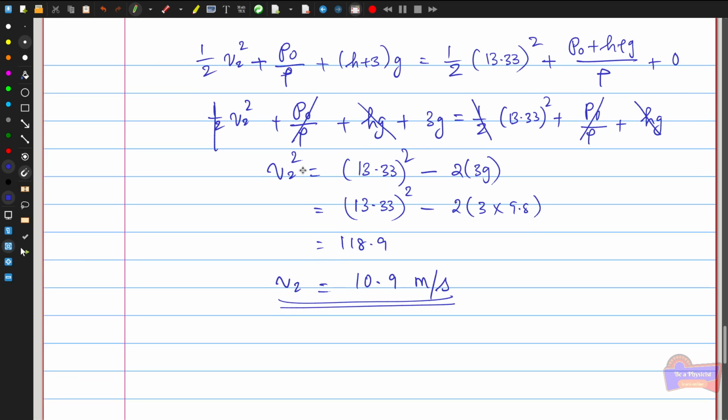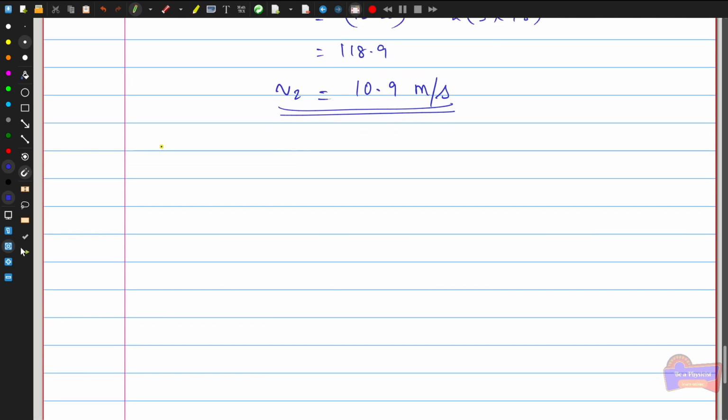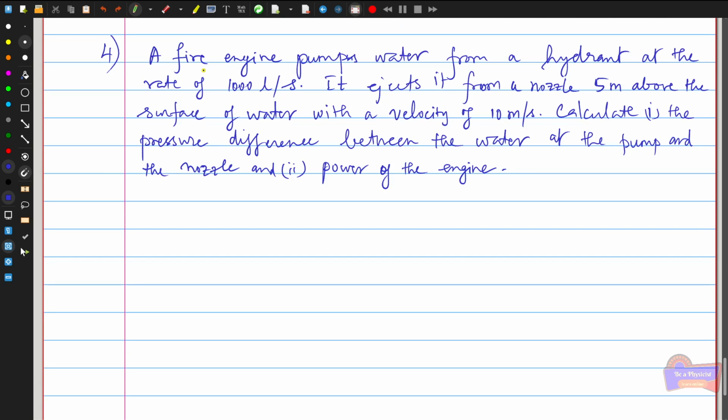Okay, so I can also solve one more problem using the same Bernoulli's equation. The fourth problem is, a fire engine pumps water from a hydrant at the rate of 1000 liters per second. It ejects it from the nozzle 5 meters above the surface of water with a velocity of 10 meters per second. They have to calculate two things. One is the pressure difference between the pump and the nozzle, as well as the power of the engine. So again, we can use Bernoulli's equation for this.